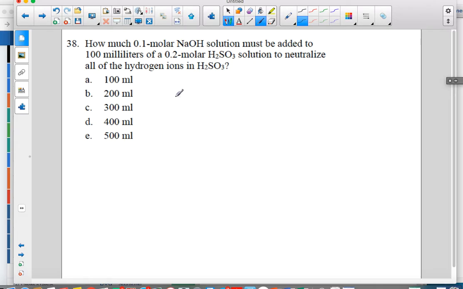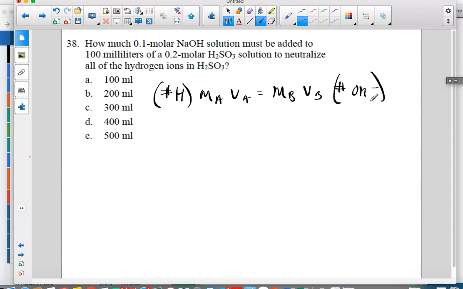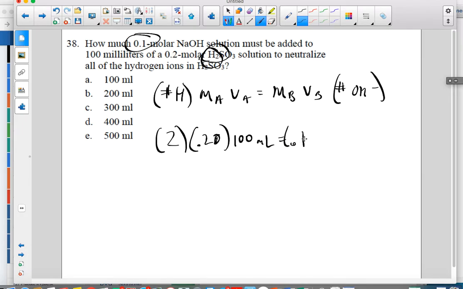All right, this one, same thing as before. We go number of H's times molarity of the acid times the volume of the acid is going to be equal to the molarity of the base times the volume of the base times the number of OHs. So I'm going to pop in the values they give me. I have to pay attention to the H's, so there's 2 H's. The molarity is 0.2 molar. The volume is 100, which is 0.1 liters. And the number of OHs is 1.